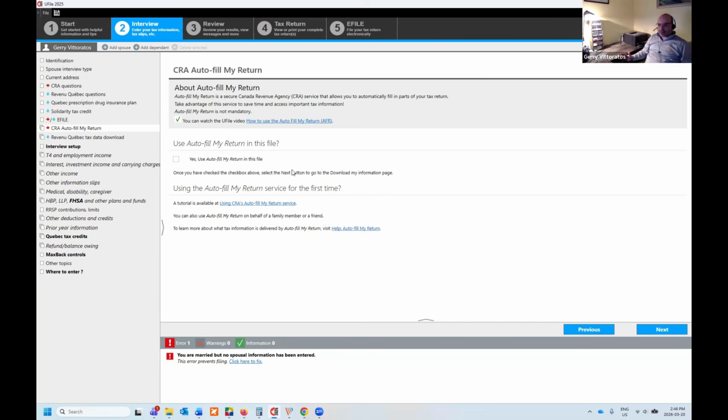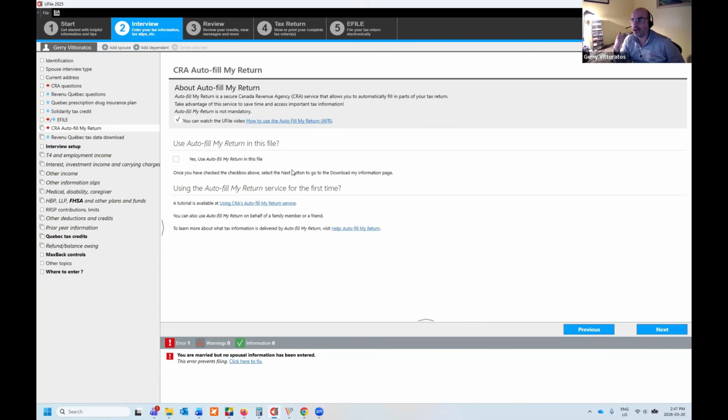Okay, now it's not necessarily complete because remember, you've got donations and medical receipts that would not be part of this. The only receipts that are part of this would be official slips, so T slips and RSP receipts. That's it. That's all that is a part of this. So now the only way you can use autofill, whether it's federal or Quebec, is that you have to be signed up for their online portals.